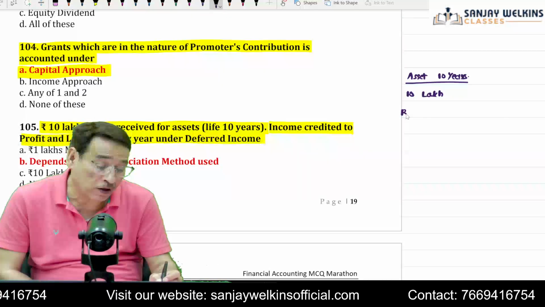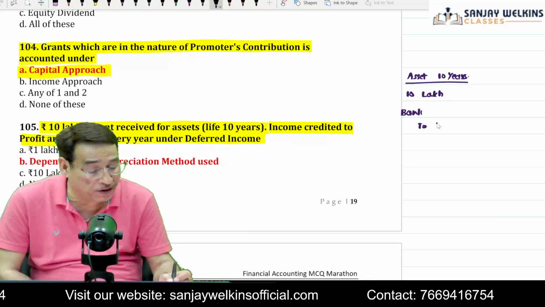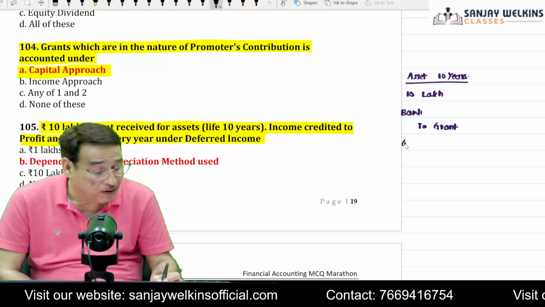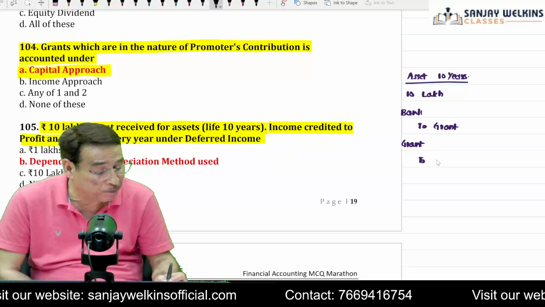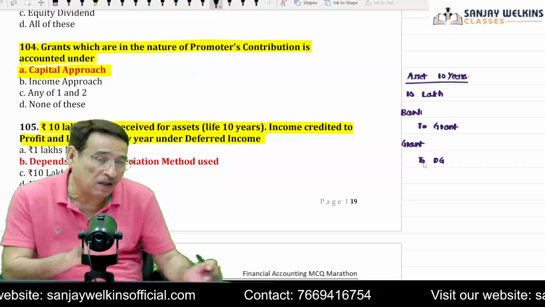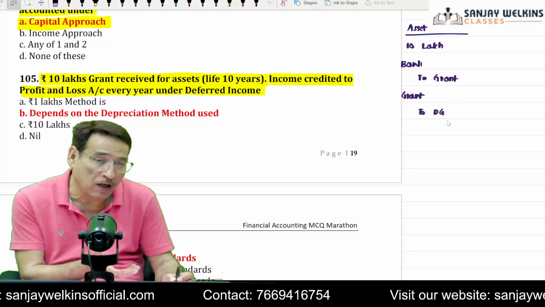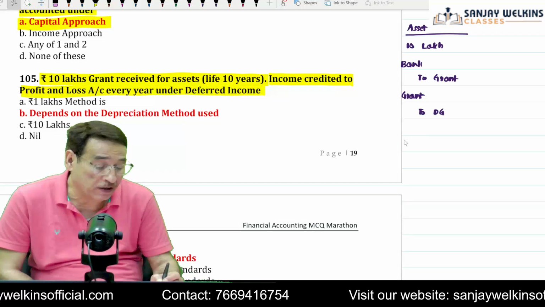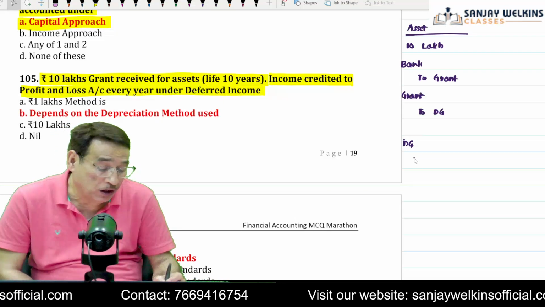So when the entity receives the grant, it will write the entry: bank account debit, to grant account obviously, and this grant the entity might have taken to the deferred grant account, correct? And slowly and steadily we are going to transfer some portion of the total grant each year to the profit and loss account. So for example, at the end of the year when I reach, I will transfer some portion to the profit and loss account.